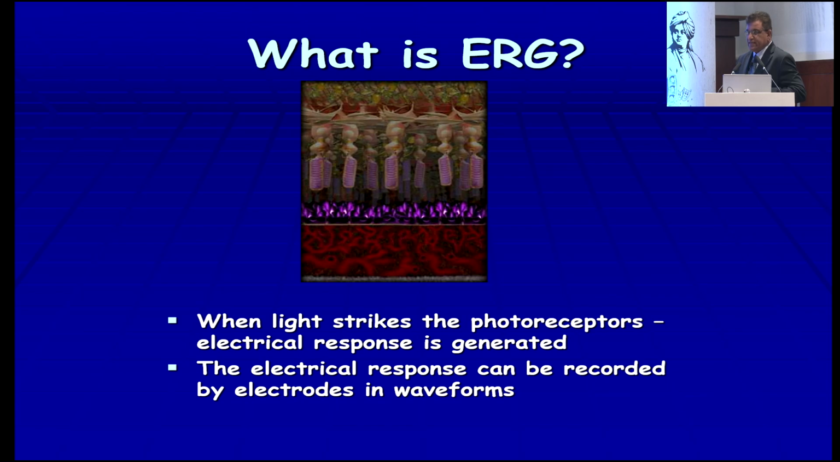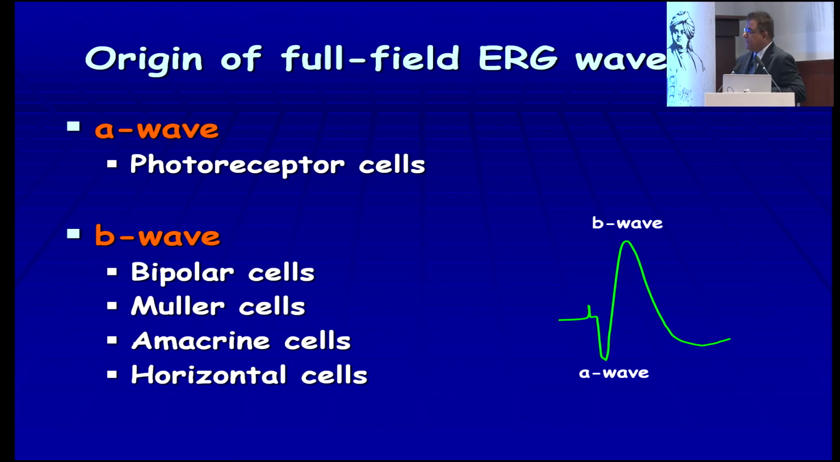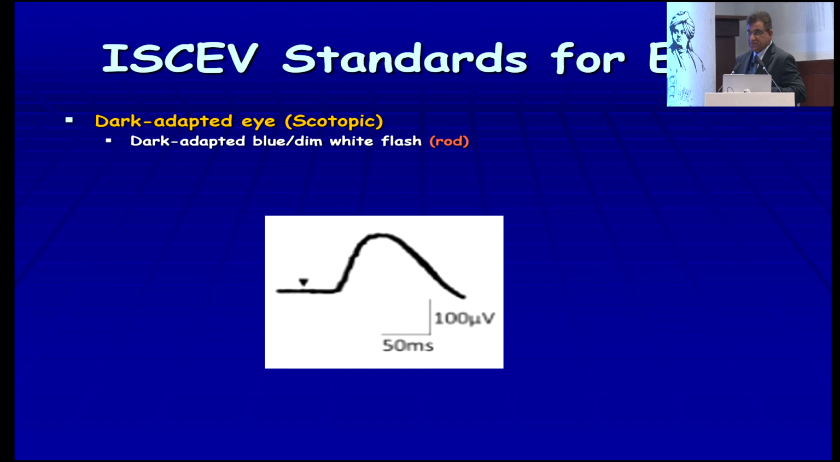So what is ERG? It is basically the light falling on the photoreceptors, and the A wave, which is the first negative deflection, is from the photoreceptors, the rods and the cones. And then the electricity goes through from the outer retina to the inner retina, and that's where mainly the bipolar cells and the Mueller cell give rise to the positive deflection, which is the B wave. And that's it. That's what ERG is.